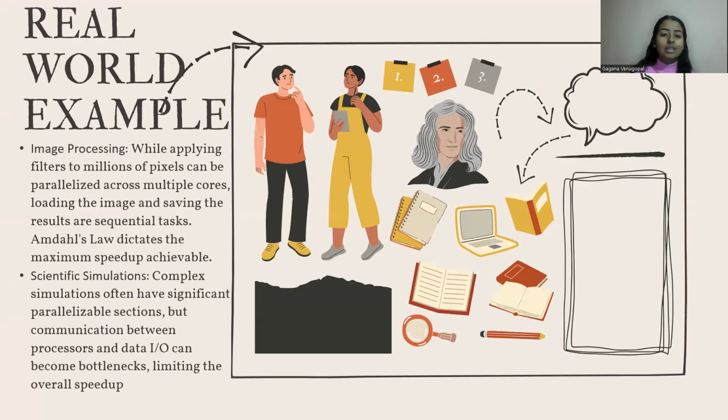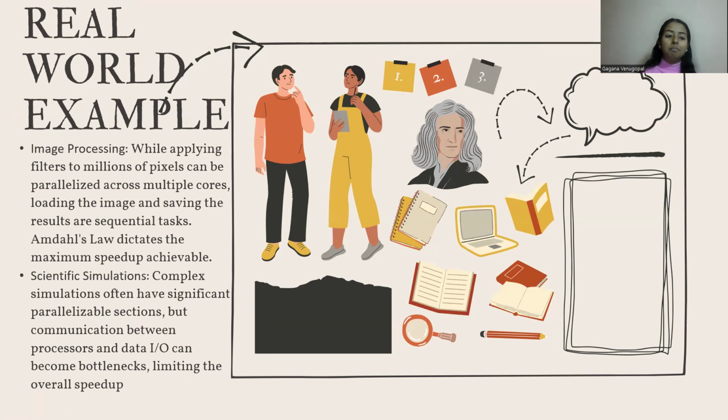Heading towards the real world examples. No matter what we learn, there's a need for us to apply it in our real world, in our day to day life, whenever we come across different sorts of scientific problems. Only then can we apply our knowledge and benefit from what we have actually learned. Some of the real world examples are image processing and scientific simulation.